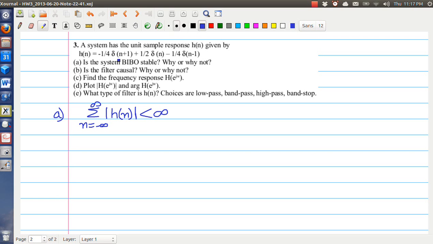In this case, since it's made up of just 3 samples, what do you think? Will the sum be finite or infinite? That should tell you whether it's stable or not. In B, you were asked whether it's causal or not. So a hint is, look at this term.